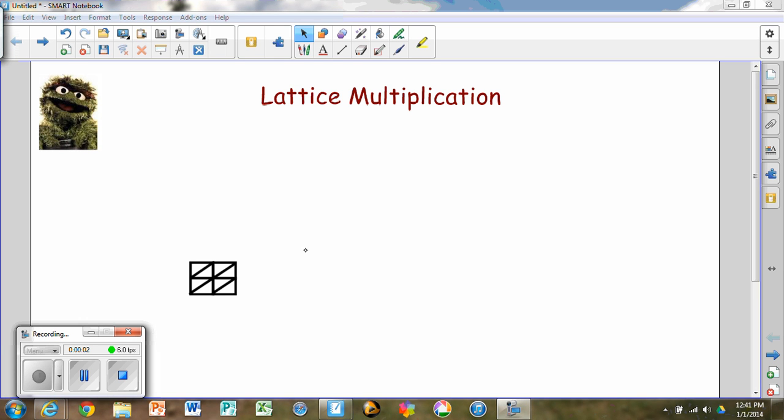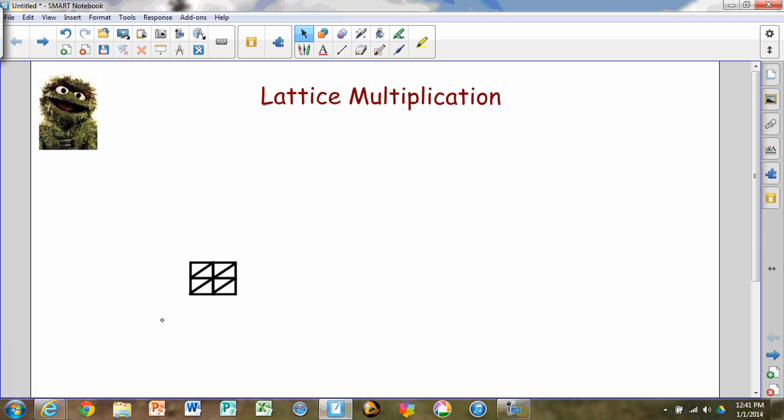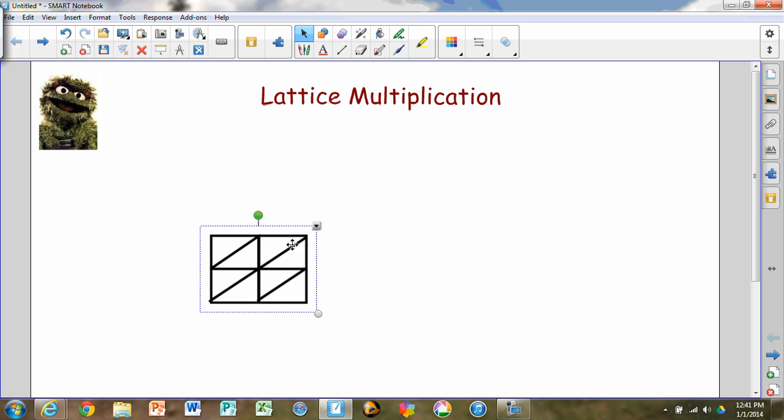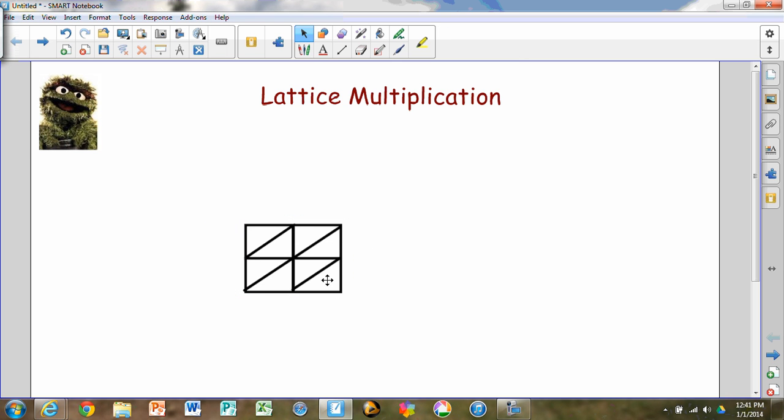In this video, we're going to be learning how to use a lattice to do multiplication. Now, this is a picture of a lattice, and you can see it just looks like a box that has a diagonal across. This is the type of box that we would use to solve the multiplication problem, and I'll show you how this box will help us set up our problem and solve it.